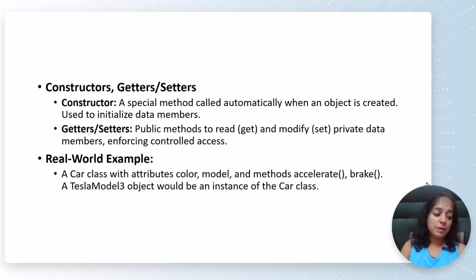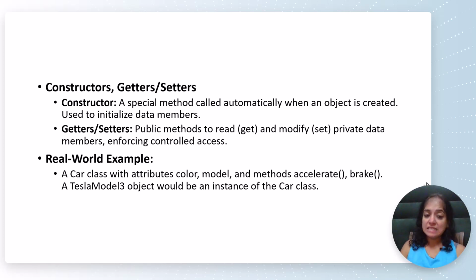One more property of object-oriented principles is constructors and getters and setters. Constructors are special methods. These are automatically called; we do not call them. They are automatically called whenever an object is created. The role of constructors is to initialize the data members, that is, what the values of the data members should be. Make sure constructors have the same name as the class name. Whatever the class name is, the same will be the constructor name.